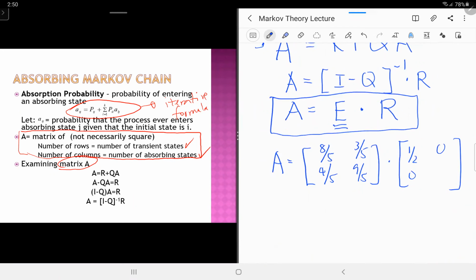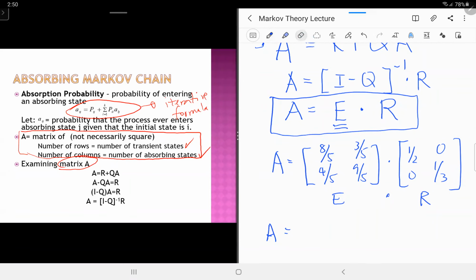1/2, 0, 0, and 1/3. So this is your E. This is your R. If you don't have E yet, then you can calculate E using I minus Q inverse. Okay, since we have E already, we just copied it. So anyway, doing the multiplication, we will have 4 over 5.